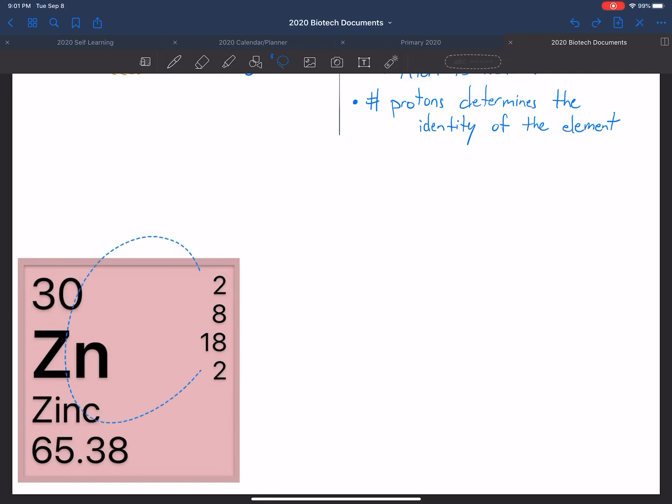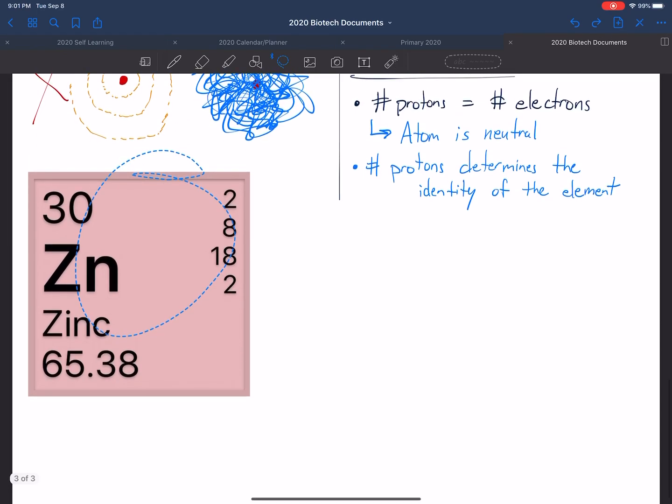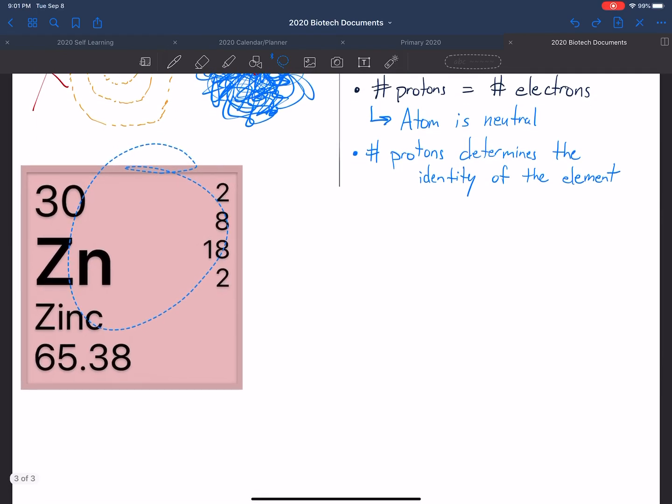Let's see if I can select this object and move it. Yes. Okay. So I'm just using zinc here as an example. There's no particular reason I picked it. So this is where the atom and the periodic table join together and marry in this part of this video. What I want to look at is some of these different pieces here. So let's look at this first number.